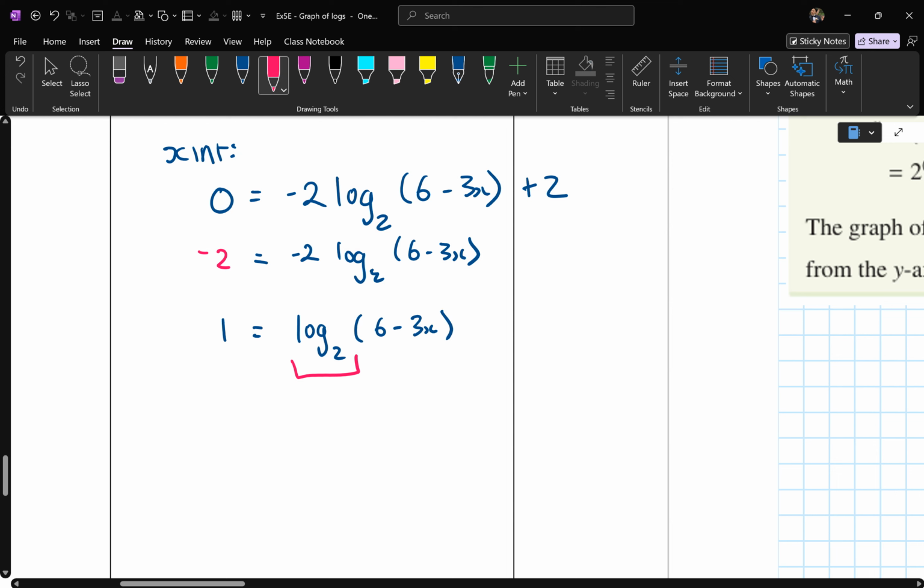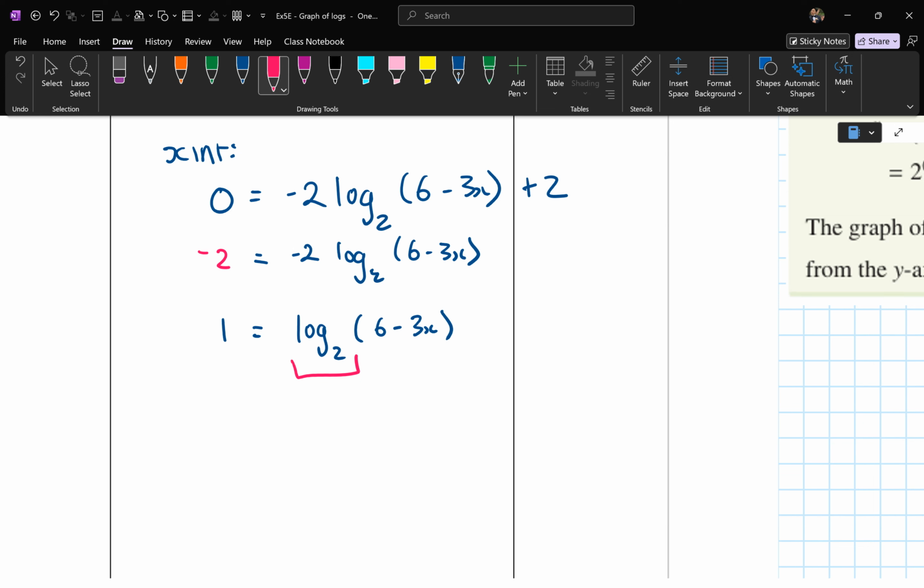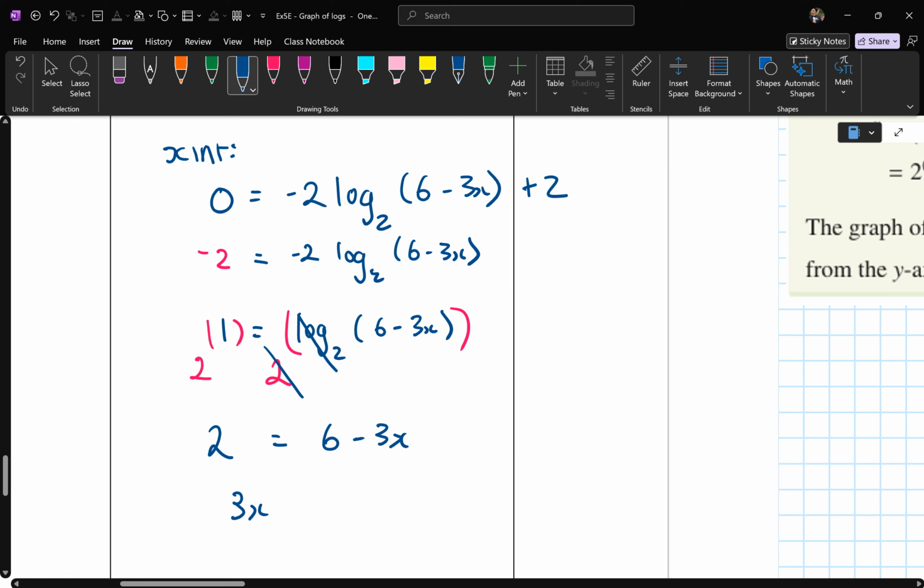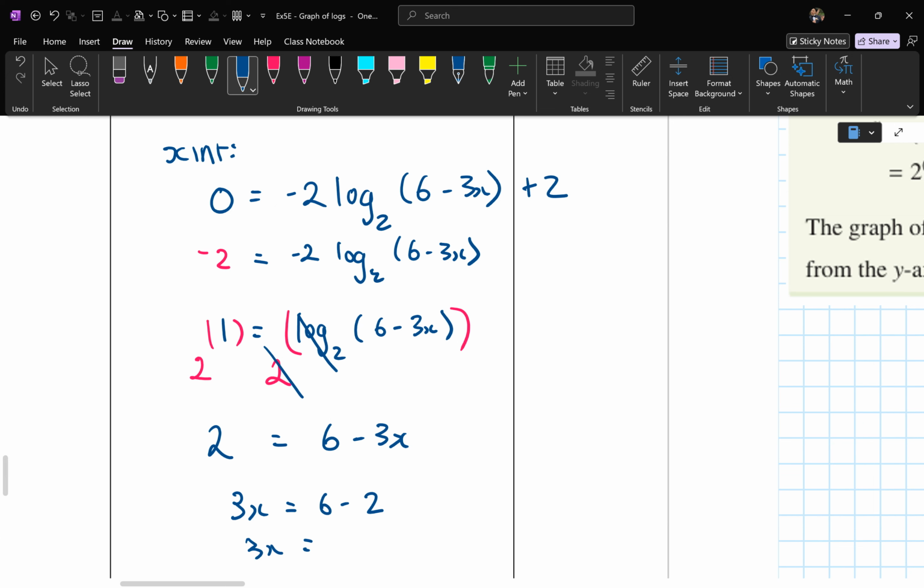The opposite of log base 2 is exponential base 2. So I can do 2 to the power of the right-hand side and 2 to the power of the left-hand side. That essentially gives me 2 equals 6 minus 3x. These are inverses of one another, and 2 to the power of 1 is just 2. Add 3x on both sides. If it's easier for you, subtract 2 on both sides, and you get 6 take away 2.